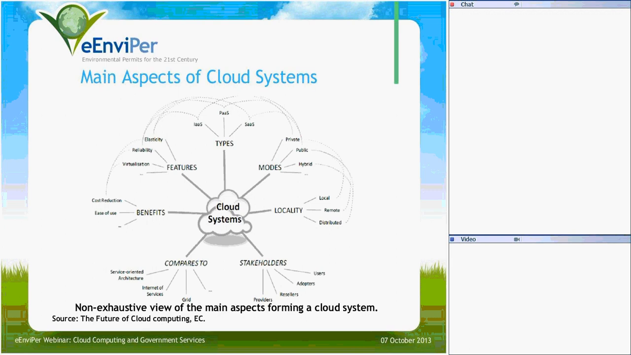Starting from the benefits, starting from its features such as elasticity, reliability, virtualizing capabilities. There are different types of service models, which we are going to talk about, such as software as a service, platform as a service, infrastructure as a service, and different types of deployment models: private, public clouds, hybrid clouds, and can be local. These can be distributed. There are different actors and stakeholders who are using these technologies.